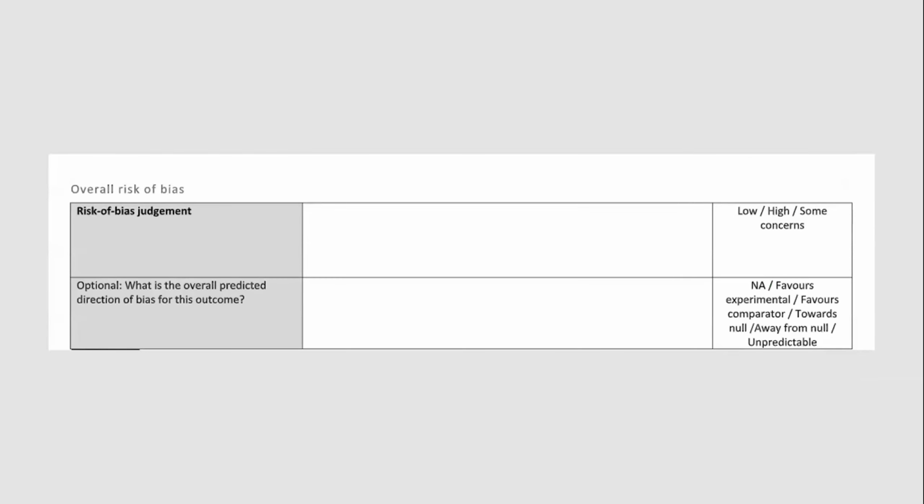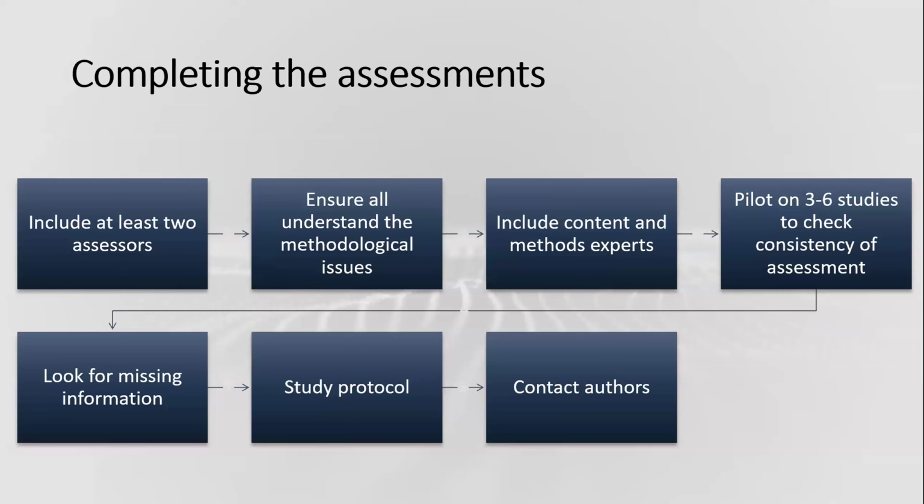So then based on assessing the domains of each study, you have to discuss the overall risk of bias assessment of the study, whether this study is of low, high risk, or whether it is having some concerns in the study. So now completing the assessment, as I told, we have to include at least two assessors, and each study has to be independently assessed for the quality by two reviewers. Ensure all understand the methodological issues.